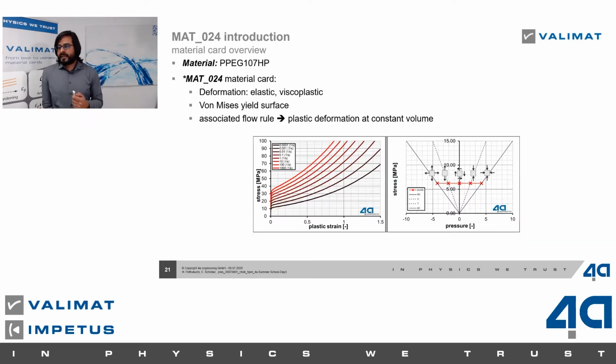So the material that we're going to take a look at today is a polypropylene, PP AEG 107 HP. We already have a material card available for it, where we basically see the strain rate dependency and also the point that I mentioned about plastic Poisson's ratio being a constant.